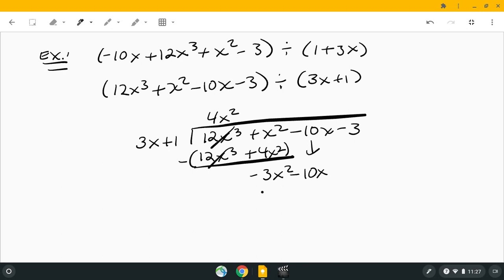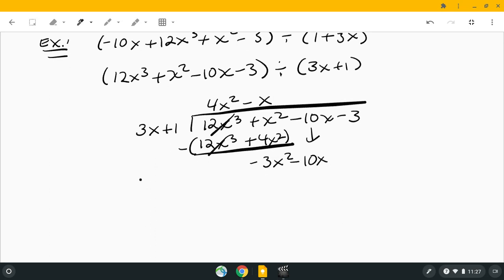3x times what is negative 3x squared? That would be negative x. Okay, now distribute negative x. Make sure it's negative x that you're distributing to both of these. Negative x times 3x is negative 3x squared. Negative x times 1 is negative x. And let's go ahead and subtract these. So these cancel out, and that becomes negative 10x minus negative x. So negative 10x plus x is negative 9x. And I'll bring this down.